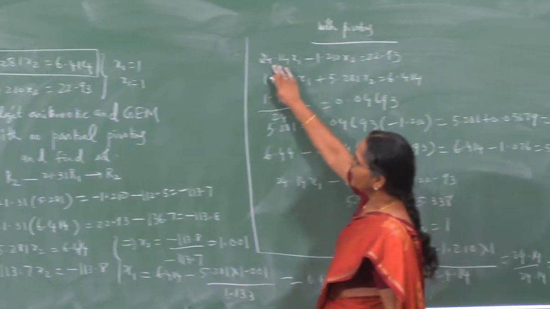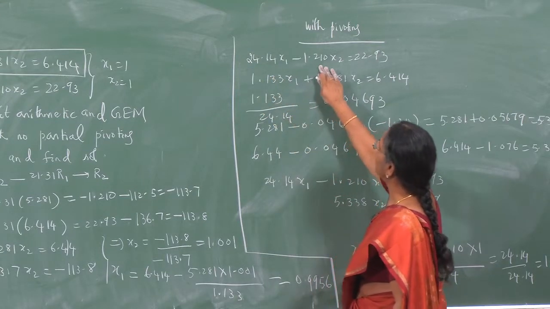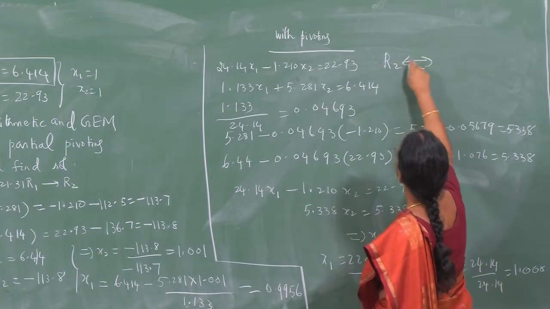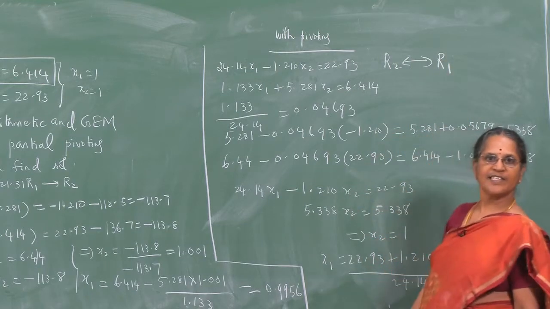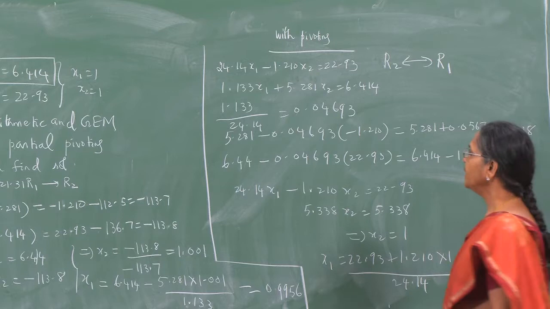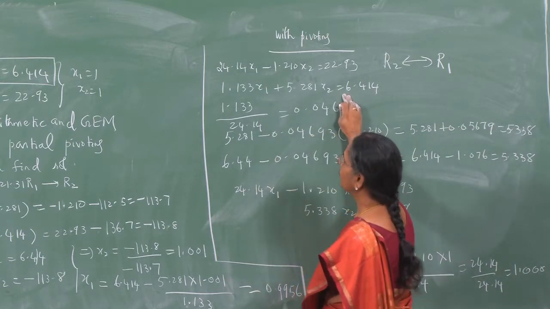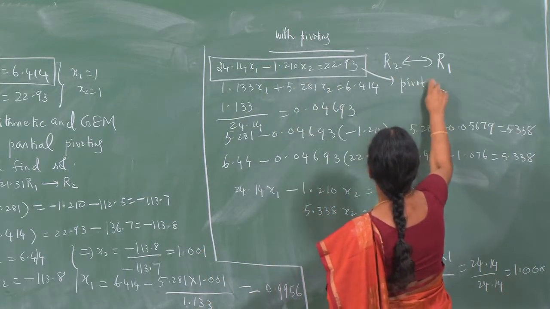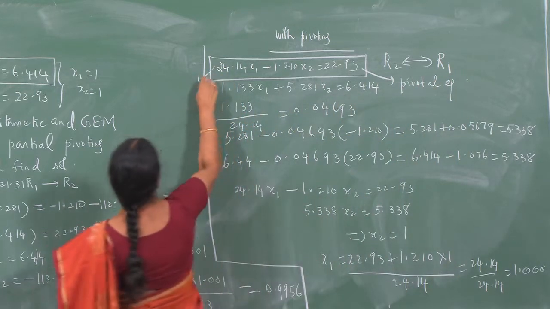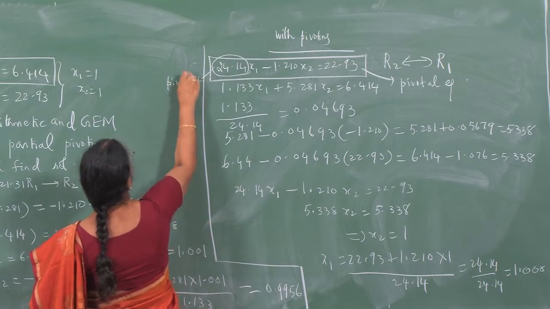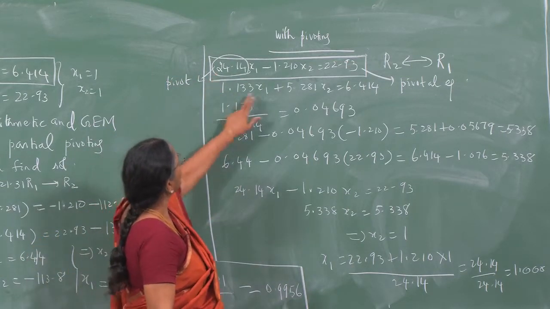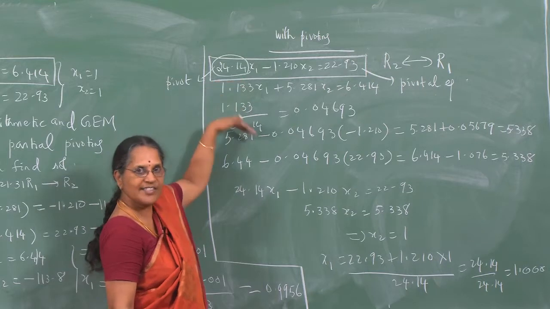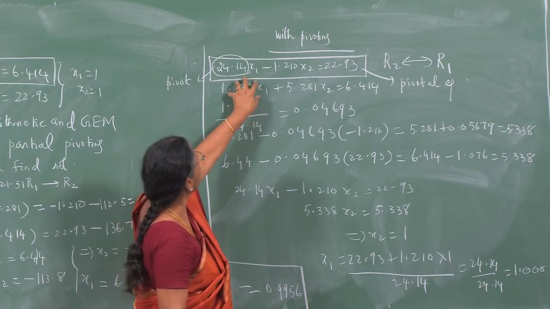So, my system now becomes 24.14 x1 minus 1.210 x2 equal to 22.93. So, I have exchanged the second equation with the first equation. This is the elementary row operation that we have performed here, and the first equation appears here. What should I do now? I must take this as my pivotal equation, and at this step, this coefficient is my pivot, and therefore, I must make the coefficient of x1 in all the equations which lie below the pivotal equation to be 0. So, there is only one equation, so I should make this entry 0.